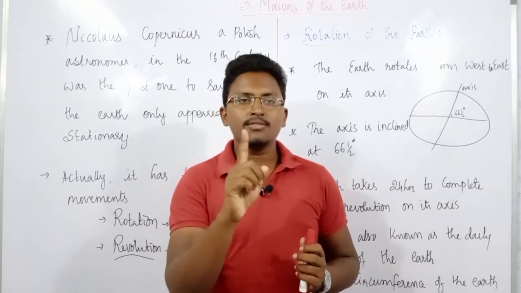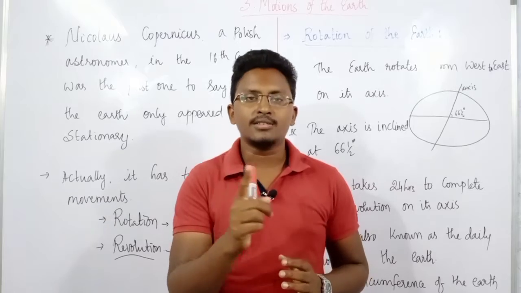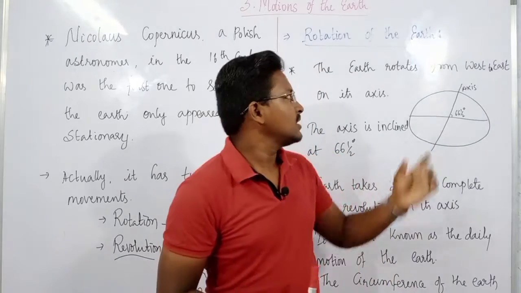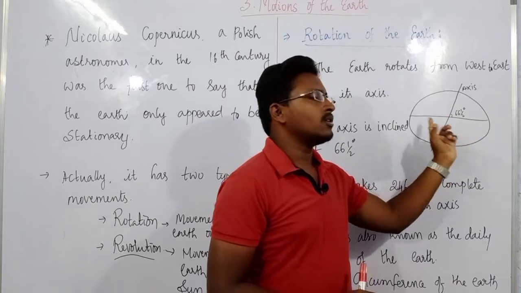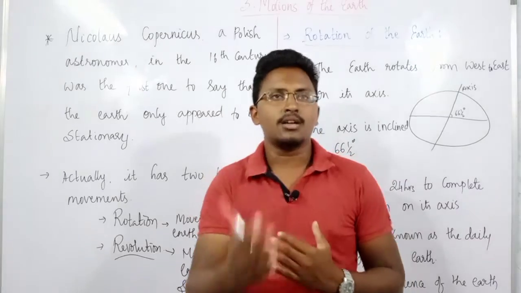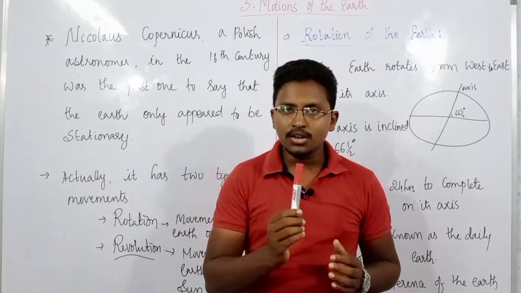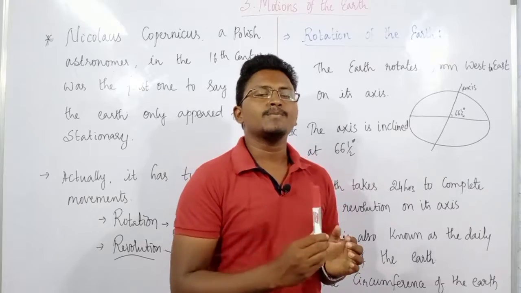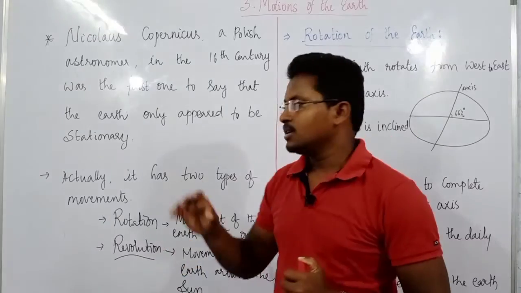That means the earth will be moving on its own axis. The axis is an imaginary line on which the earth moves. Then the next one is revolution. What do you mean by revolution? It is the movement of the earth around the sun. The earth is not only rotating on its own axis, but it is also revolving around the sun. This movement of the earth around the sun is known as revolution.